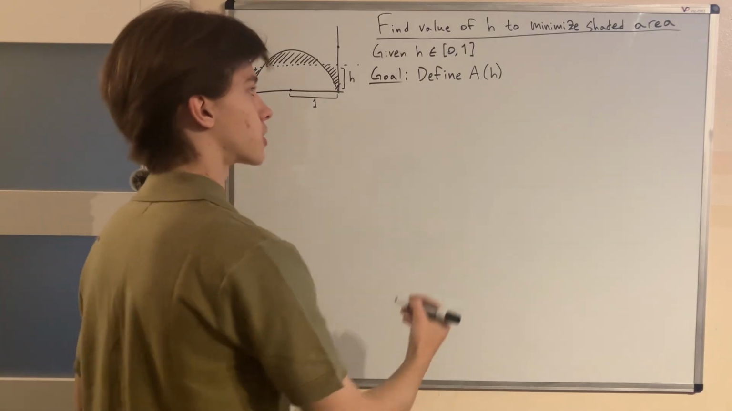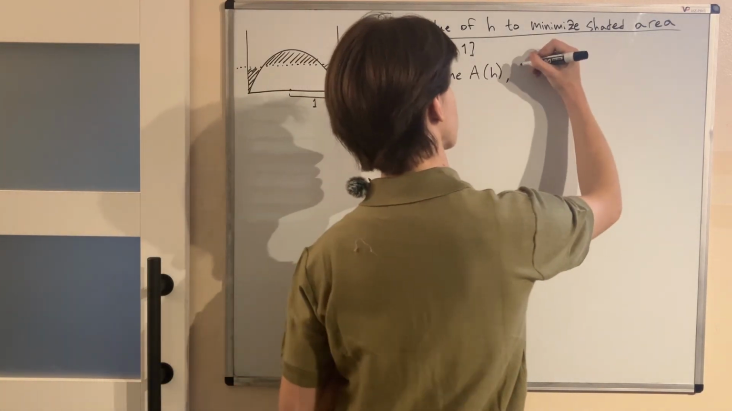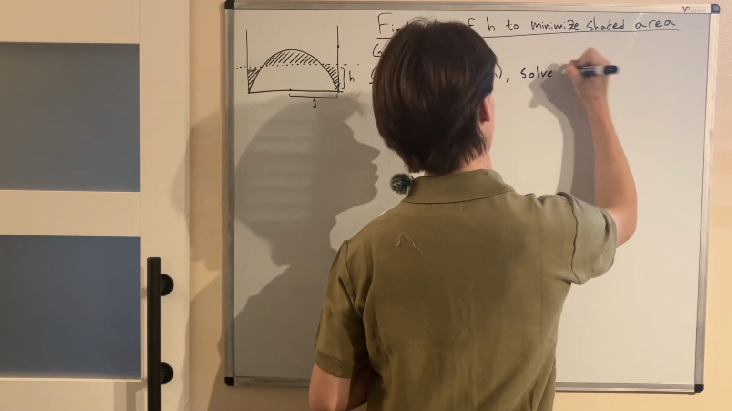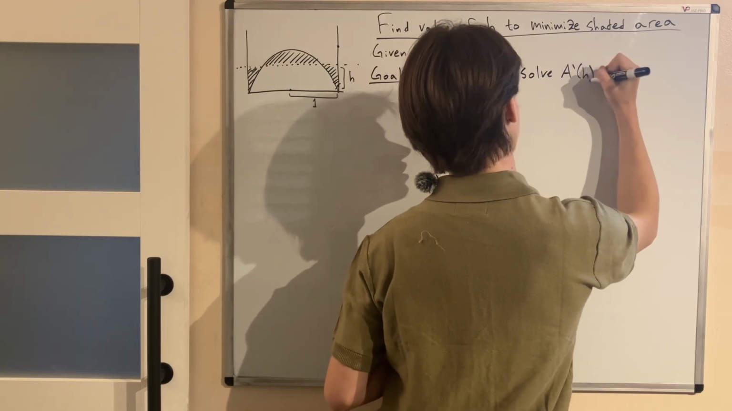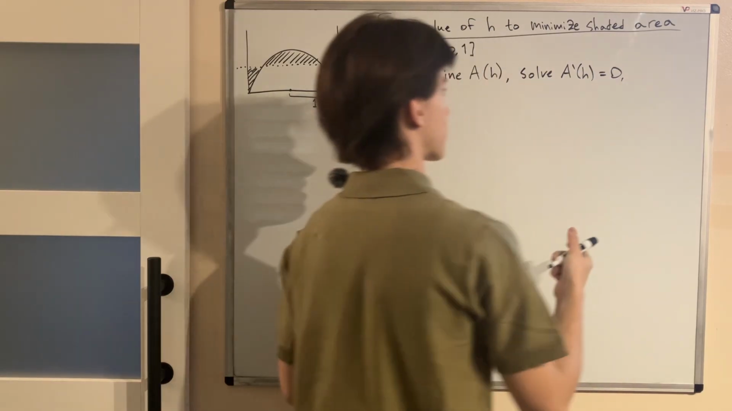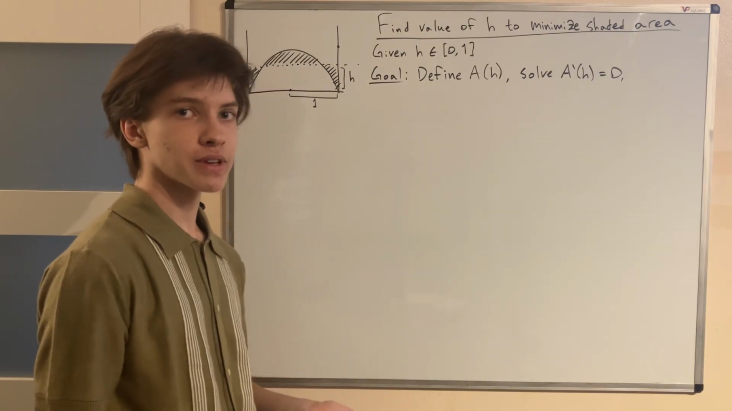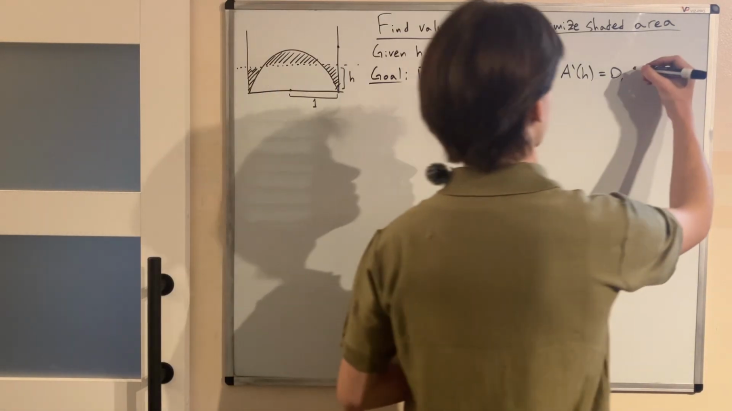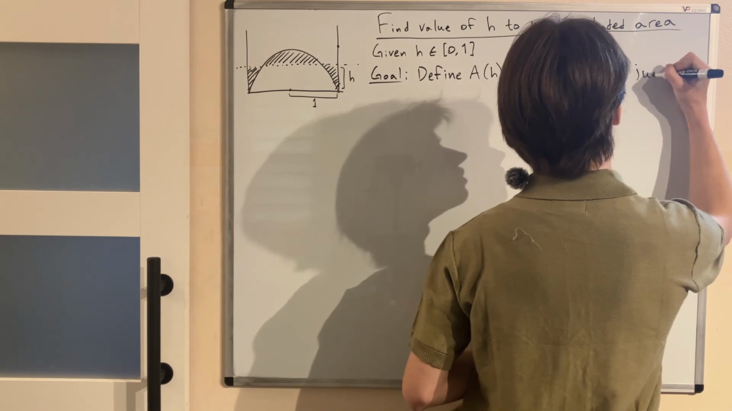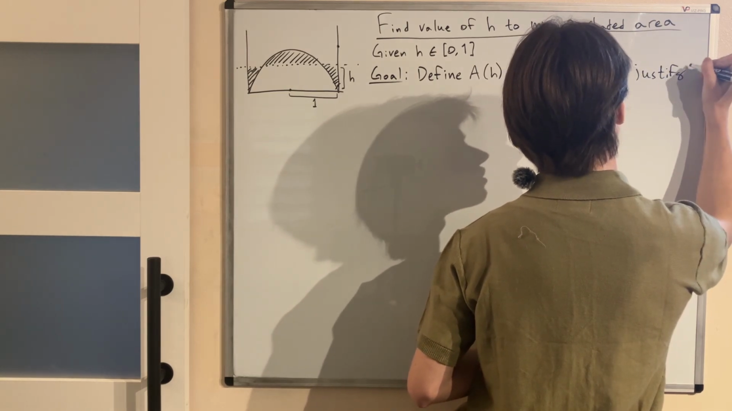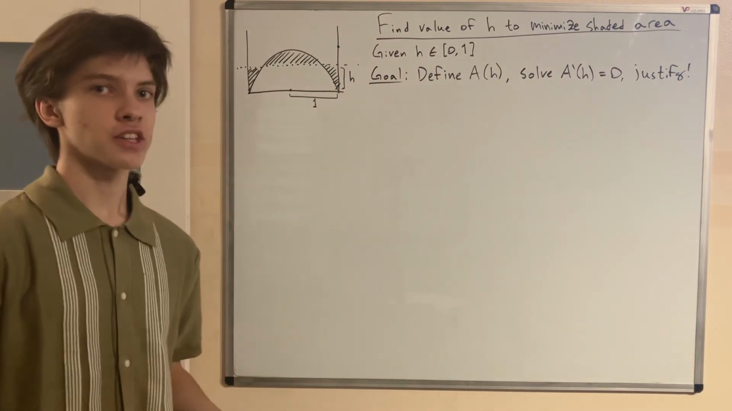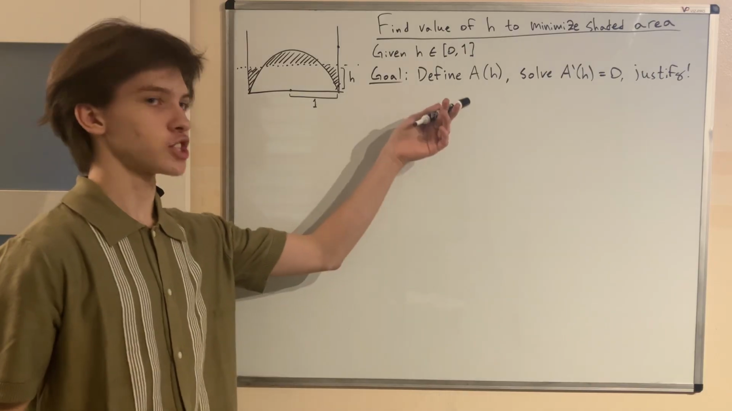That's our first step. Our second step is to take the first derivative of this function and then solve the equation A prime of h equals 0. We'll get our critical points of the function then, where the function does not change, and then we can justify whether it is a minimum or not. And that is our third step, to justify. That's basically going to be the method here. So let us get right into finding this function, A of h.